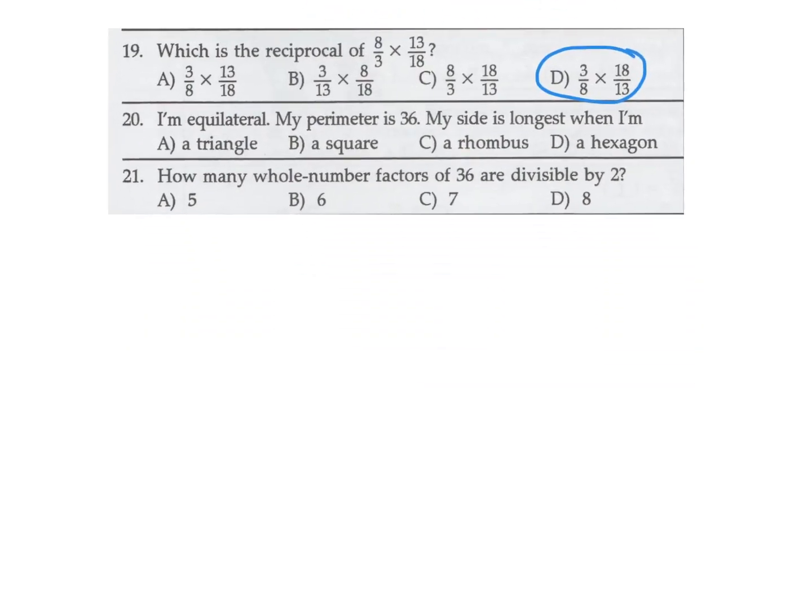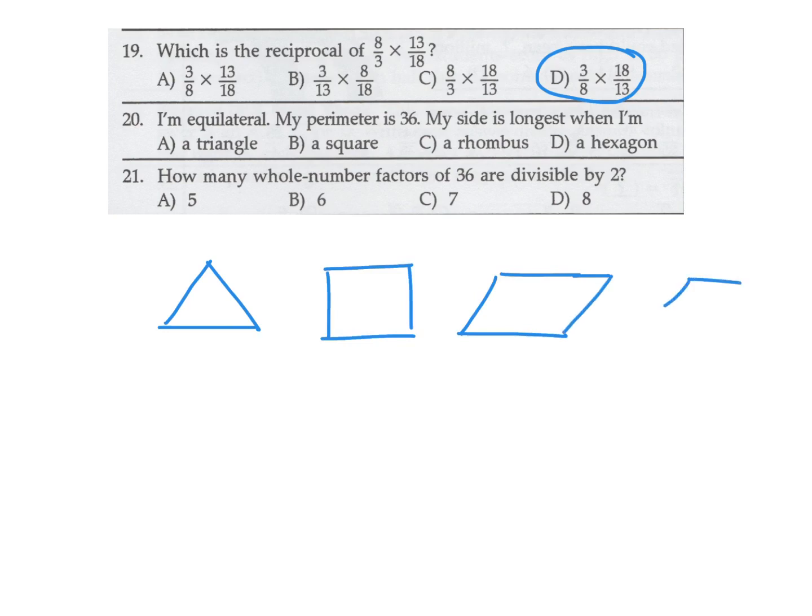I'm equilateral. My perimeter is 36. My side is longest when I'm... Okay, well, let's see. This is a triangle. This is a square. This is a rhombus. And this is a hexagon. Now, equilateral basically means that all sides are the same.